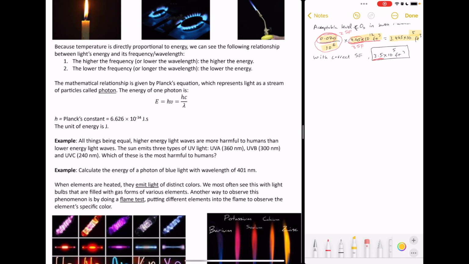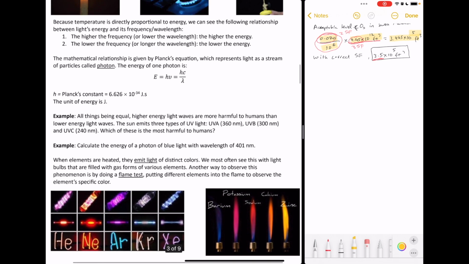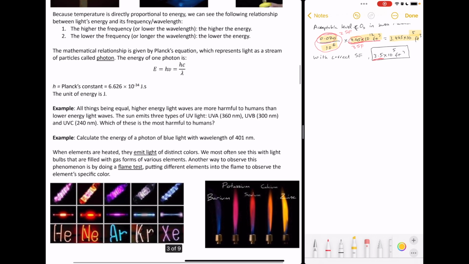And the concept that you need to remember here is just the higher the frequency, the higher the energy. But remember that frequency and wavelength are inversely related. So if the frequency is high, then the wavelength is low. So the higher energy radiation is the one that's going to have the lowest wavelength. So in this case, when we look at UVA, B, and C, UVC has the lowest wavelength. So that's the one that's going to have the highest energy. And that's the one that's going to be most harmful to humans.